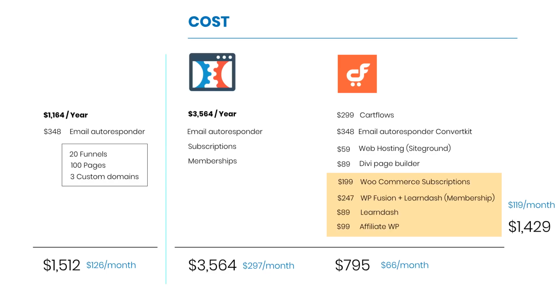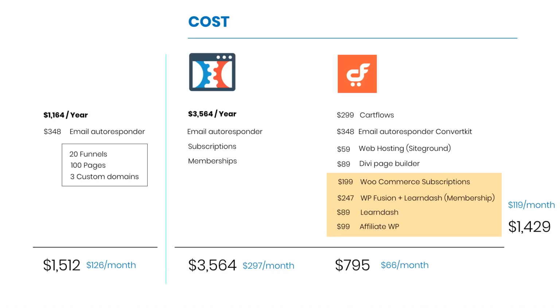Now, over here on CartFlows, there's a few things that you have to have in place in order for you to pretty much match what we have here with ClickFunnels. So, for example, you're going to need the plugin itself, CartFlows, that allows you to create the funnels. You're also going to need an email autoresponder. So in this case, I've chosen ConvertKit, which will bring you up to about $348 per year. You're also going to need some hosting, and this is from SiteGround. That's about $59 per year.